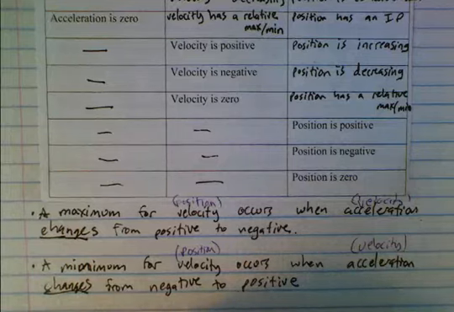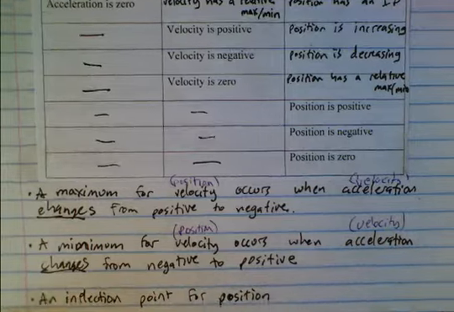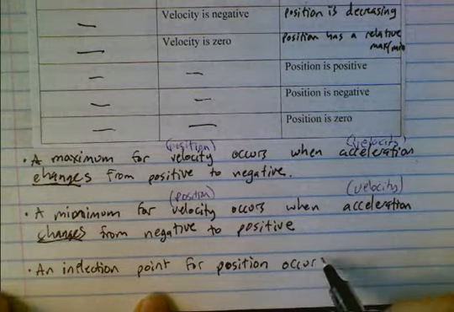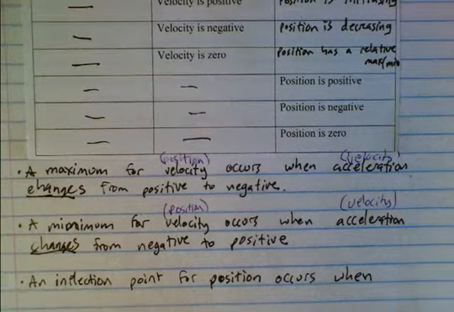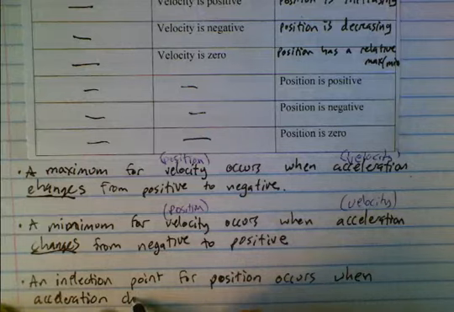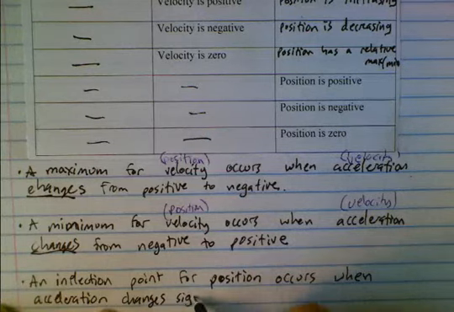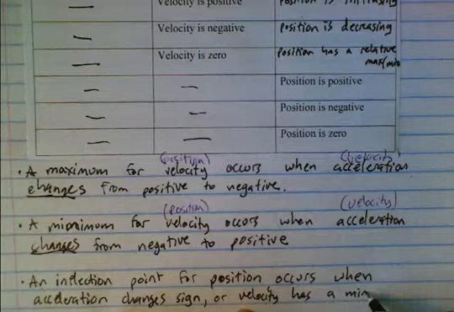And then also an inflection point for position occurs when acceleration changes sign. So that's positives and negatives, or velocity has a minimum or maximum.